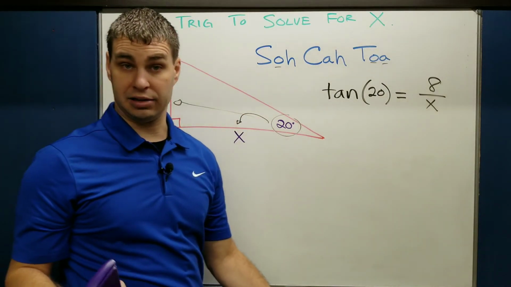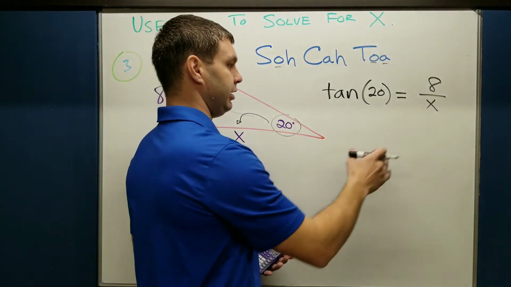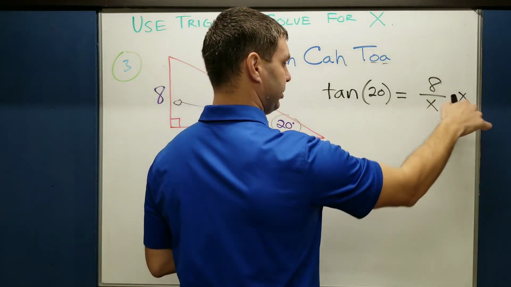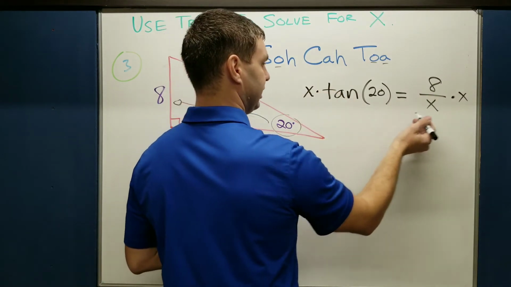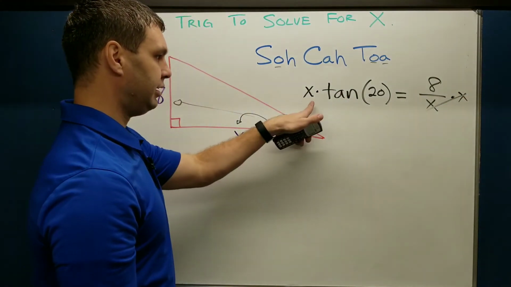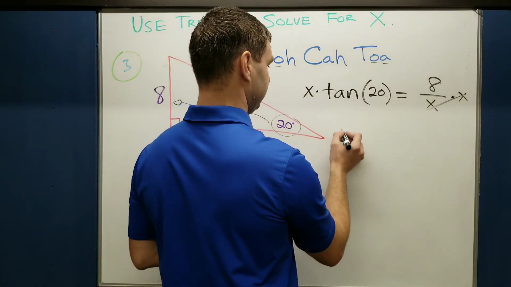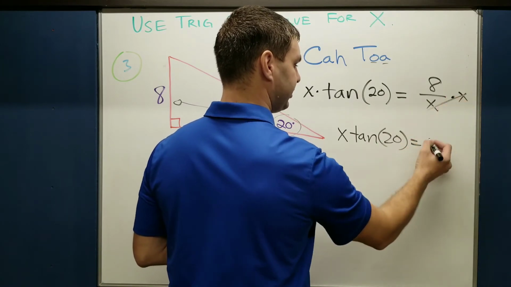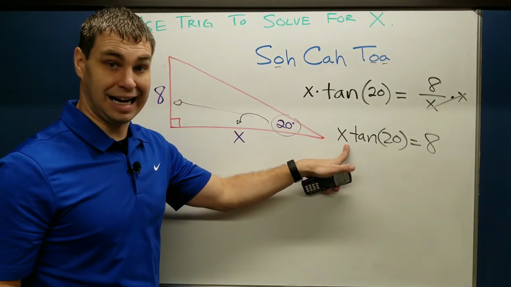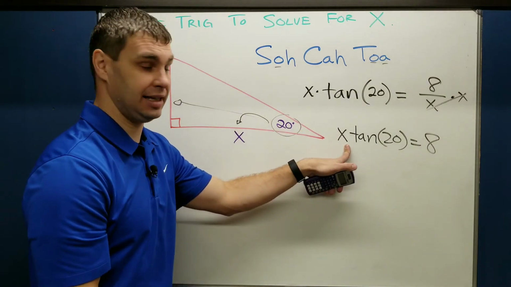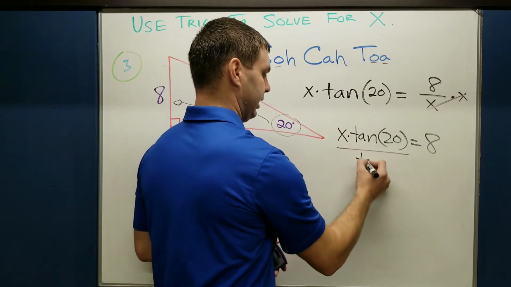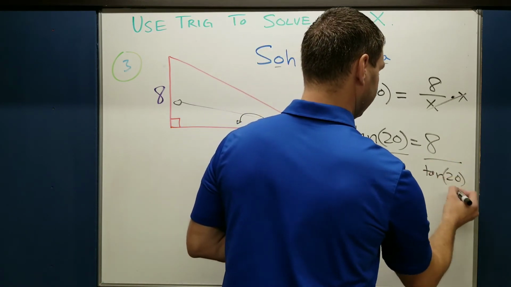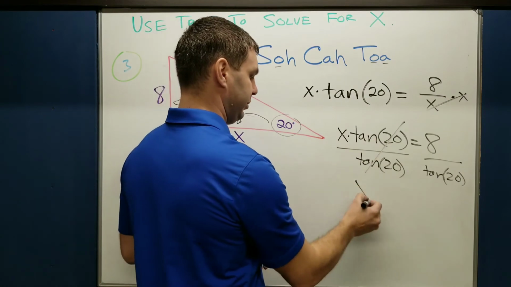Again, it's kind of like our last one where the X is in the denominator, and to get the X isolated, I need to multiply both sides by X. What that does for me is it cancels the X's on the right side and moves it over to the left side, giving me X tangent of 20. On the right side, all I have left is 8. Then to get the X isolated, it's currently being multiplied by tangent of 20, so I need to divide by tangent of 20. Use the inverse operations there. They're going to cancel on the left side, leaving me with just X, which is good.